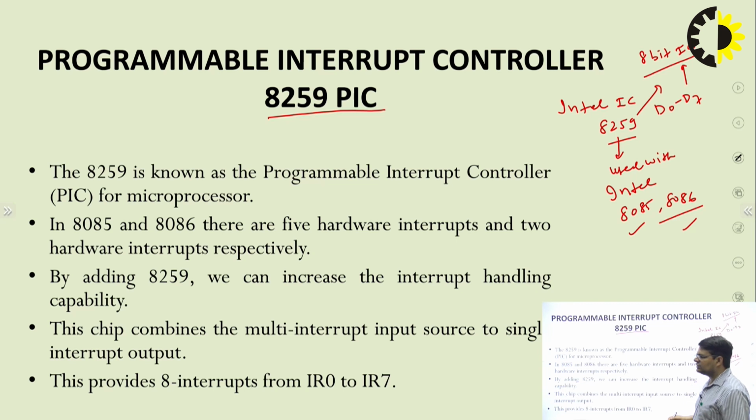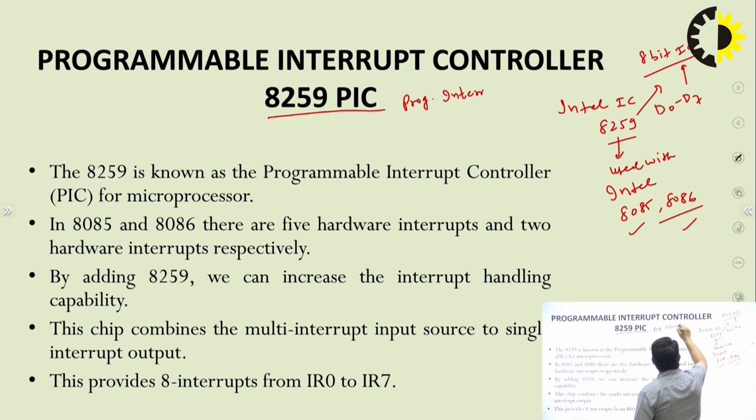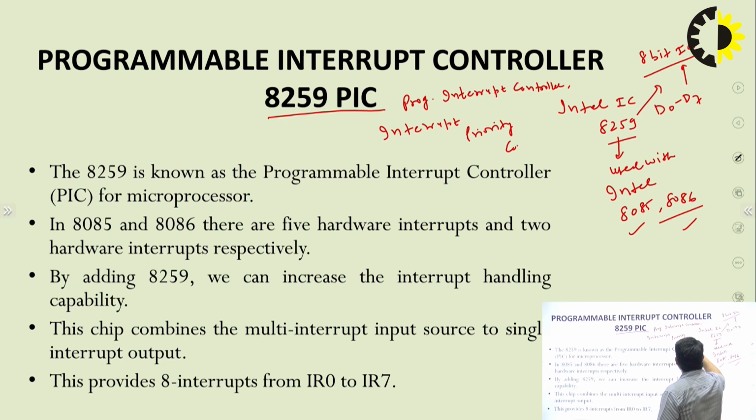This IC is known as Programmable Interrupt Controller. Sometimes this is also known as Interrupt Priority Controller. As is clear from the name, basically this IC handles the interrupt request for the 8085 and 8086.